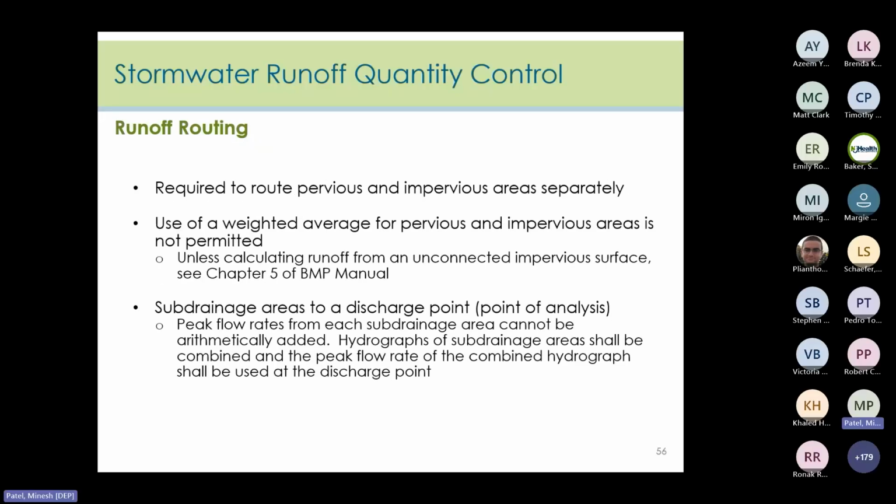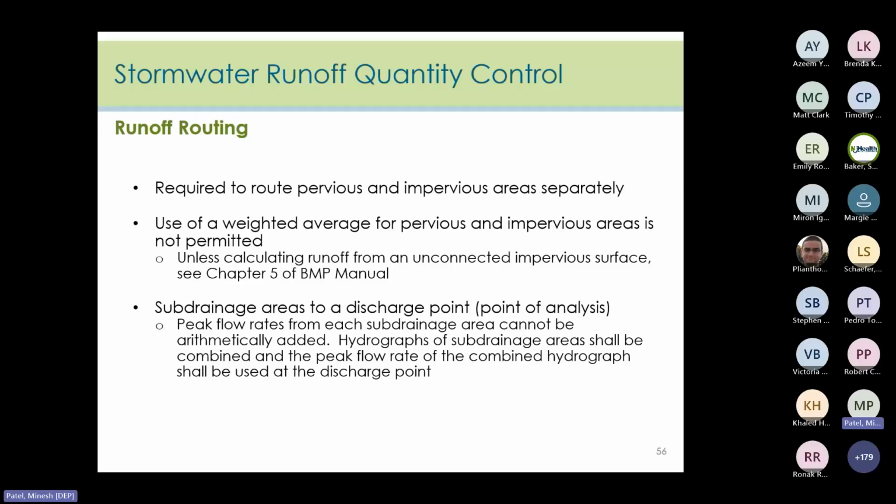The next thing you'll want to check is the runoff routing. Like we talked about before, the pervious and impervious areas need to be routed separately. Weighted CN cannot be used because it can greatly underestimate the total volume of stormwater runoff. So when reviewing the hydrograph printouts, you need to make sure that a weighted CN was not used.